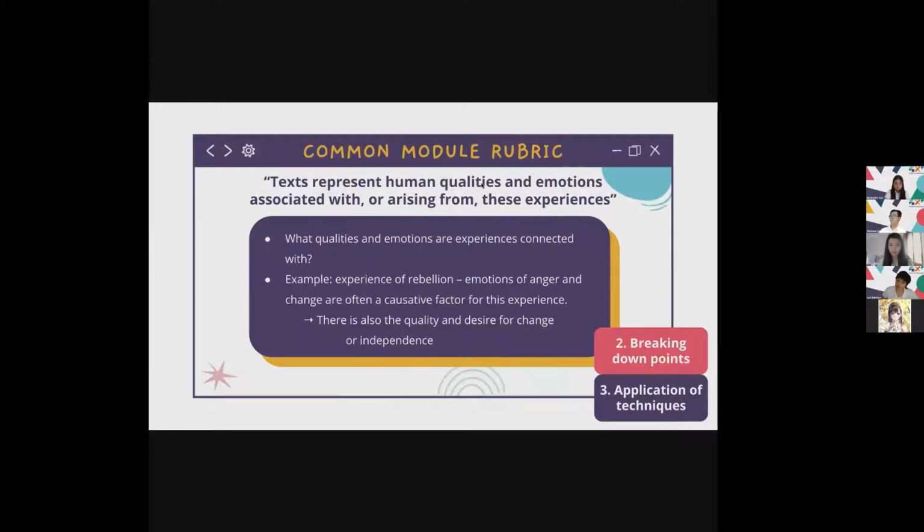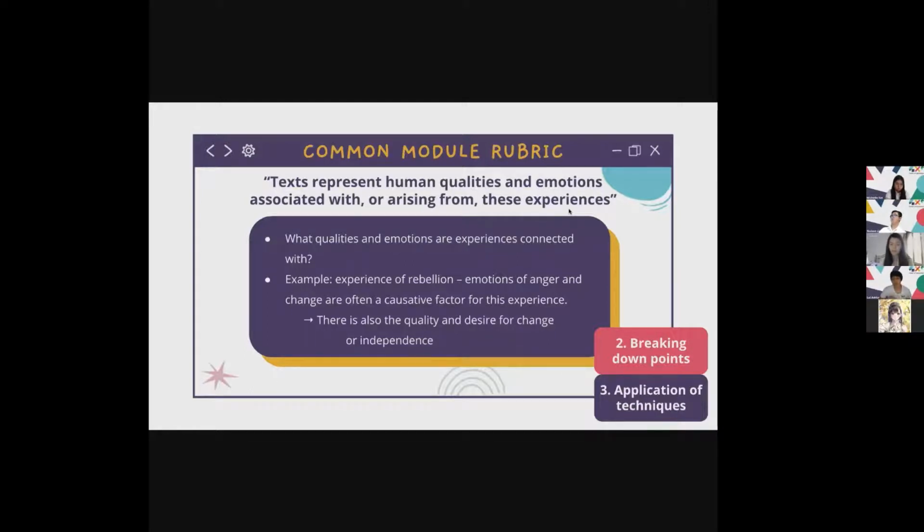Texts represent human qualities and emotions associated with or arising from these experiences. So is it an experience of change? Is it emotions of discomfort, doubt, resistance? Or is it something of openness, courage, quality? You really need to consider the possibilities.